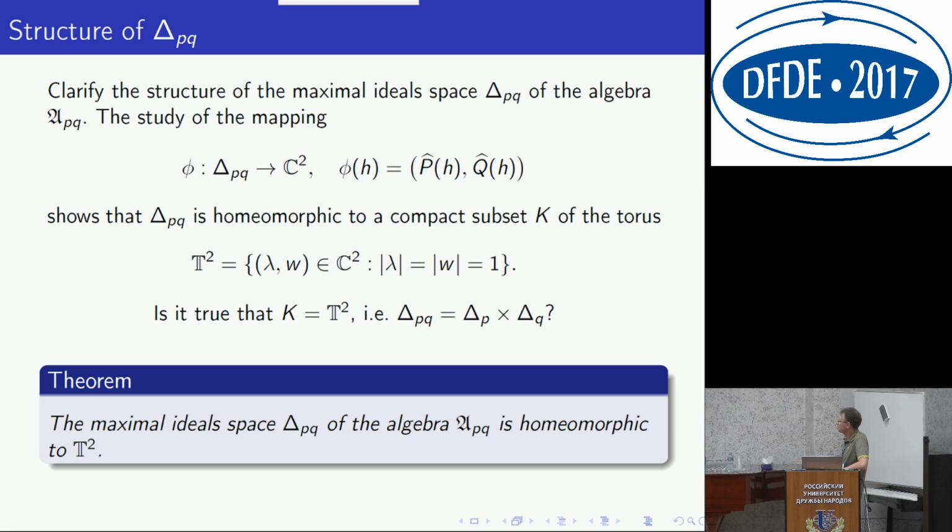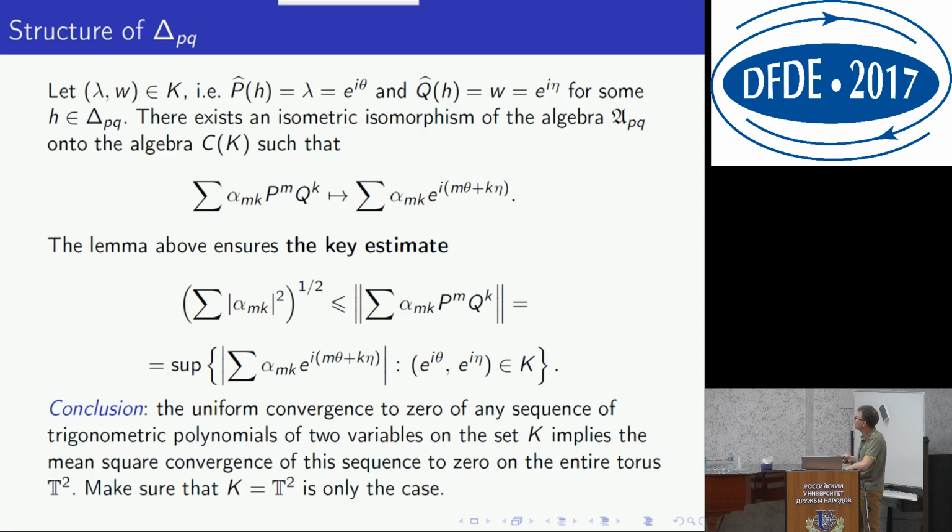It's a natural conjecture that this maximal ideal space is now not a circle, but a two-dimensional torus. The first step is very standard: we introduce this mapping. It helps us obtain that the maximal ideal space is homeomorphic to a compact subset K of the torus. But the question is, does this K coincide with the entire torus? And the answer is yes. So this is the theorem. I can give you a sketch of the proof.